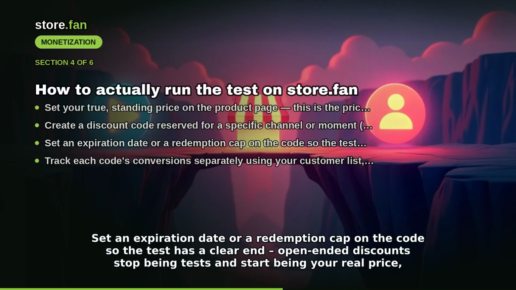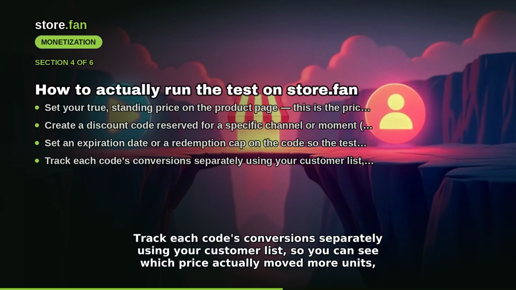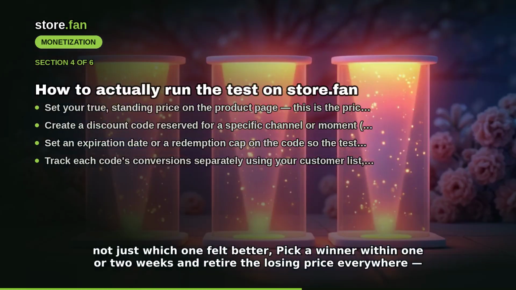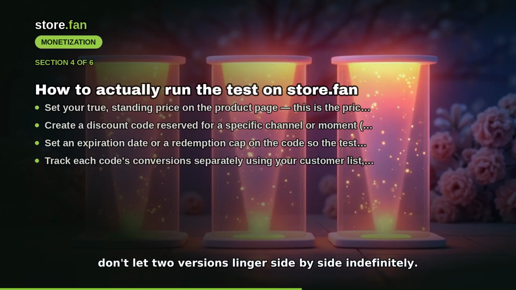Open-ended discounts stop being tests and start being your real price. Track each code's conversions separately using your customer list so you can see which price actually moved more units, not just which one felt better. Pick a winner within 1 or 2 weeks and retire the losing price everywhere. Don't let two versions linger side by side indefinitely.